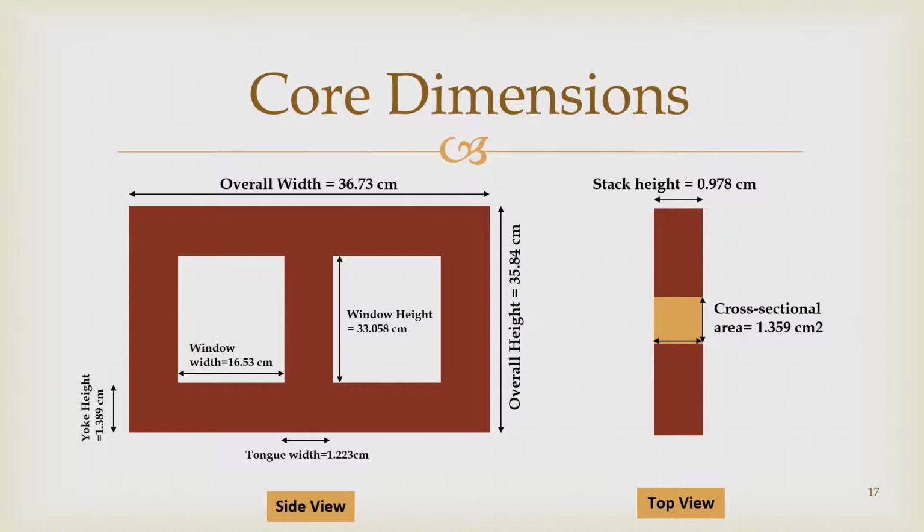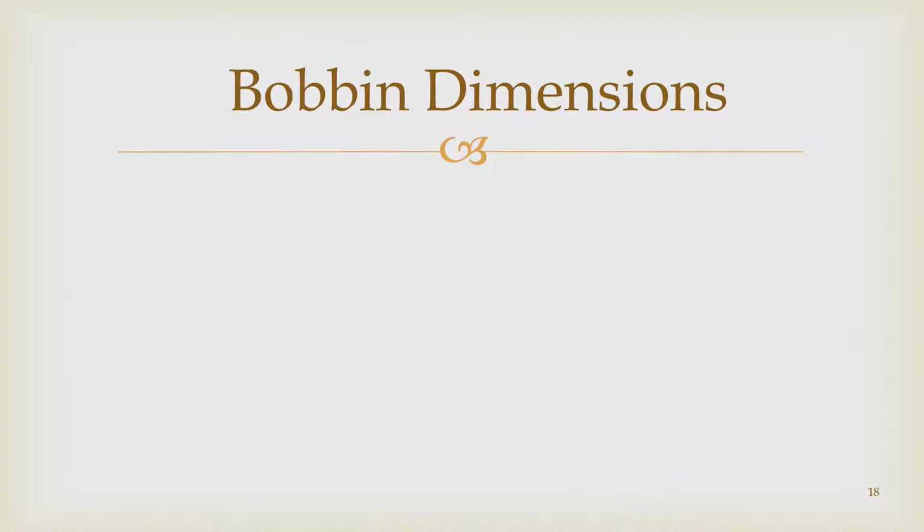Also, the cross-sectional area is about 1.36 cm squared. So we have a thin core because we are operating at high frequency. Also, we can imagine the core size like the laptop size. Now, after the completion of the core dimensions calculation, we move to the next stage, which is the bobbin design.